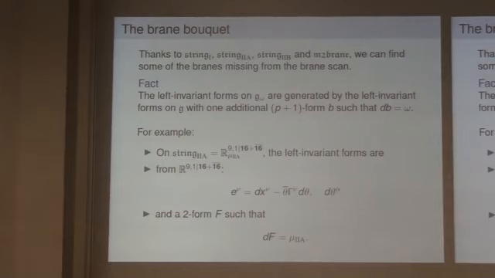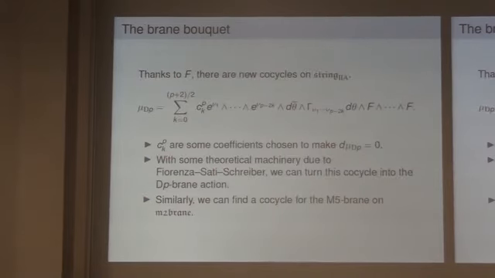So thanks to having these new algebras, these new L-infinity algebras, the string L-infinity algebras and the M2-brane L-infinity algebras, we can find some of the branes missing from the brane scan. And to do this, there are additional cocycles on these L-infinity algebras. I'm going to skip describing how they're computed, but now that I have new algebras, I can study their cocycles, and there can be new ones. And some of these cocycles, for example, the one that I've written here, correspond to the D-branes and the M5-brane.